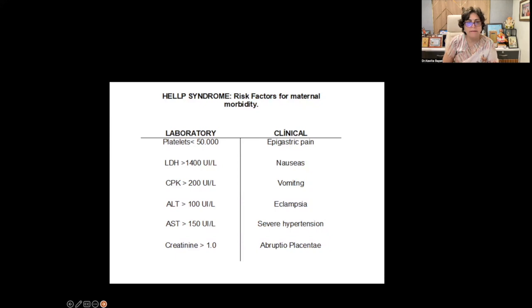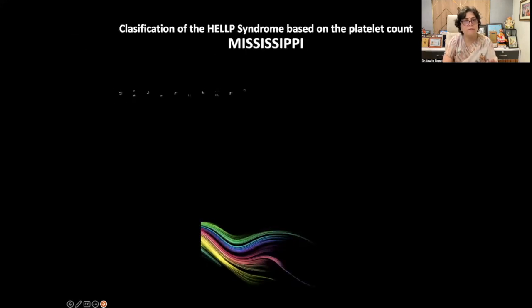There are risk factors for maternal morbidity, and in the laboratory we should be worried if the platelet count is less than 50, LDH more than 40, ALT more than 100, AST more than 150, creatinine more than 1. Clinically, epigastric pain, nausea, vomiting, abruptio placentae, hypertension, and eclampsia should all be considered, and these are the risk factors for maternal morbidity and mortality.